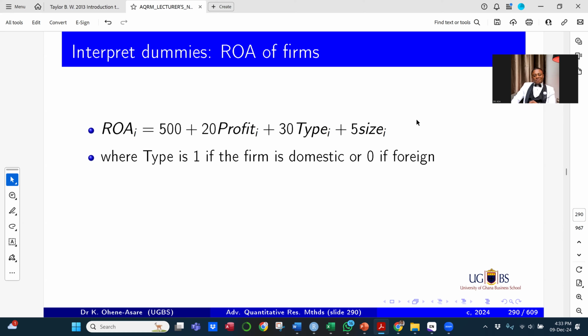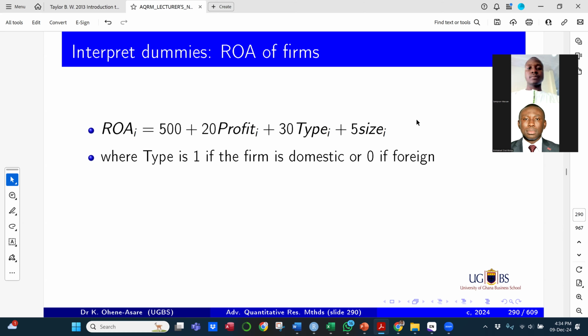How will you interpret that of the type? Relative to a domestic firm and given profit and size, a unit increase in the type, a foreign company is expected to increase ROA by 30. Okay, that's wrong.